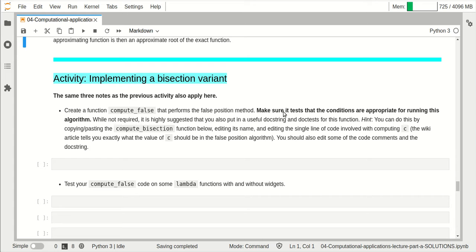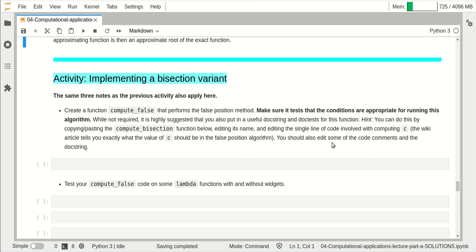You make sure that it tests that the conditions are appropriate for running this algorithm. While not required, it is highly suggested that you also put in a useful docstring and doctest for this function. You can do this by copying and pasting the compute bisection function below, editing its name, and editing the single line of code involved with computing C. That will at least do the first part, computing the false. It won't mean that you're adding the docstring and doctest for it, which I really recommend you do.